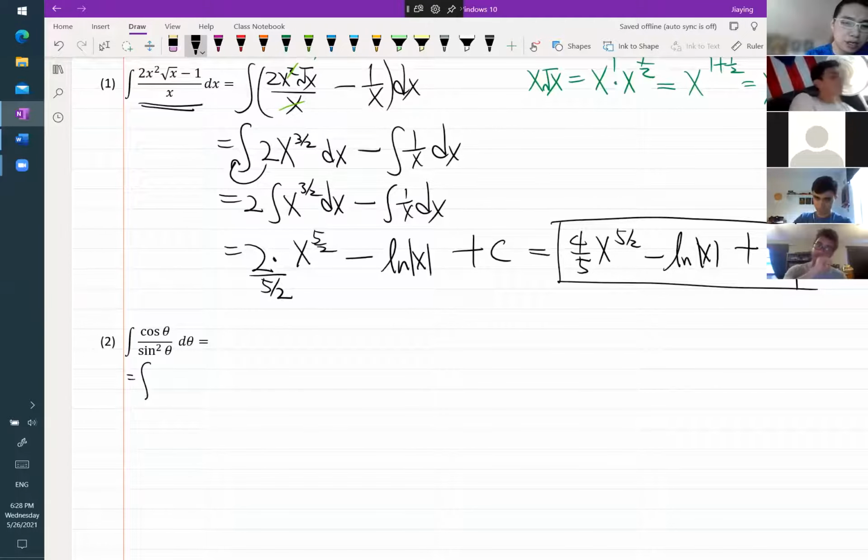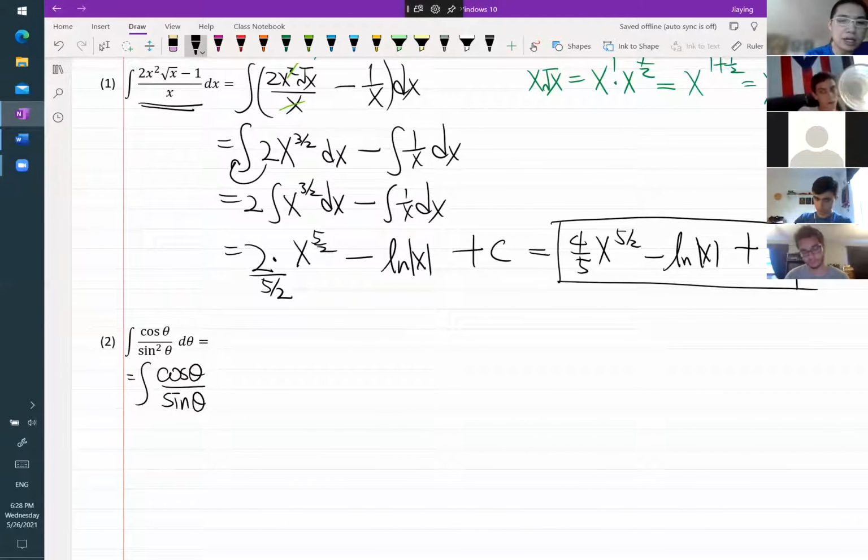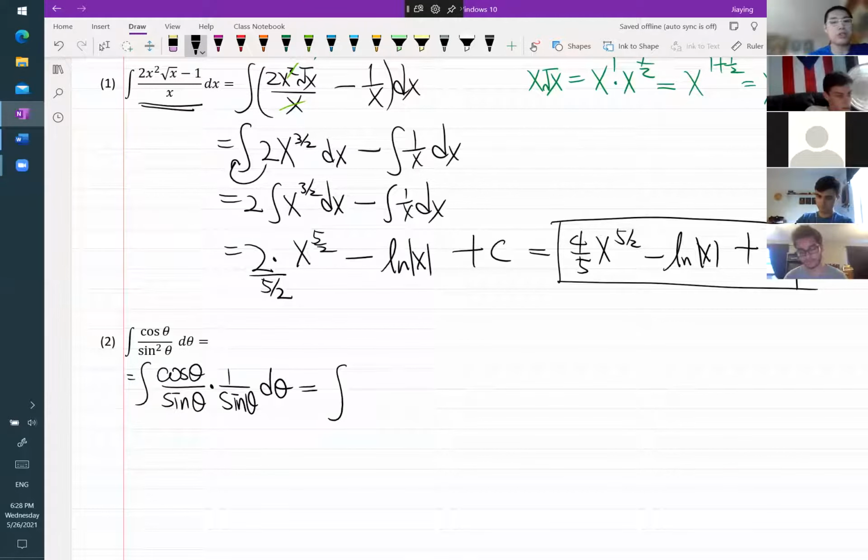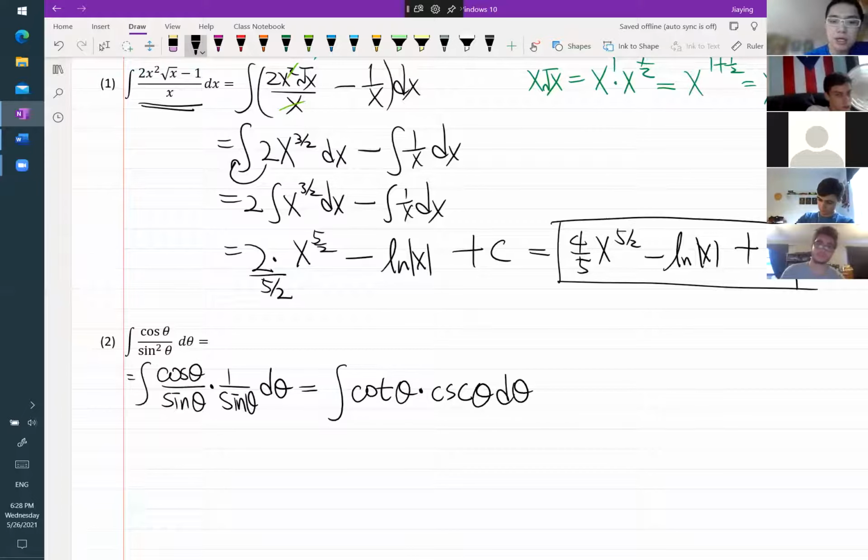So that becomes integral of cosine theta over sine theta, and then times 1 over sine theta. So basically just splitting the square as the product of 2 terms, that's the same. Theta, and then we're just going to rewrite each of the terms. So if you recall that cosine over sine is cotangent, right? So we get cotangent theta, and then times 1 over sine, that's cosecant theta, d theta. So basically we're integrating cotangent times cosecant.